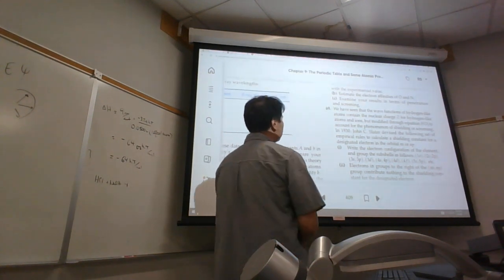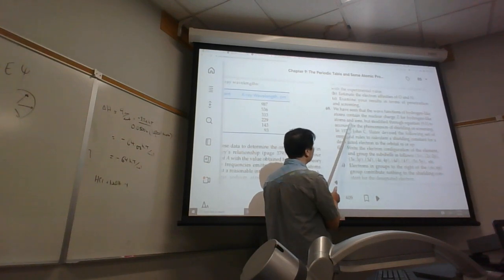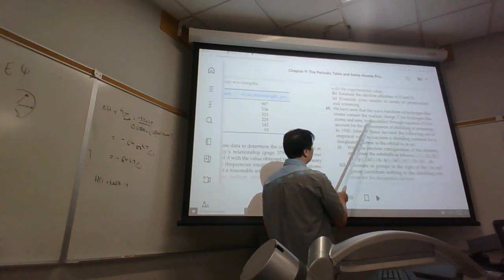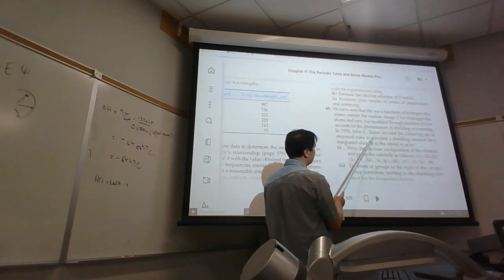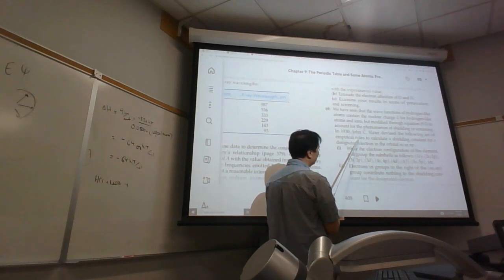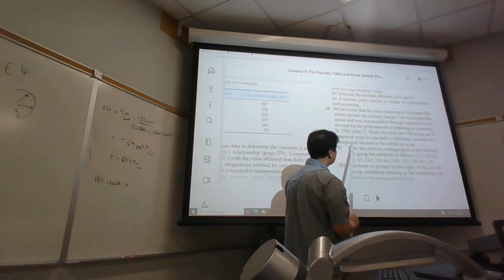All right, 69. We have seen that wave functions of hydrogen-like atoms contain nuclear charges Z for hydrogen-like atoms and ions. We modified through equation 9.3 to account for the phenomenon of shielding or screening. In 1930, John C. Slater devised the following set of empirical rules. Empirical means what? Observed. From observations to calculate shielding constant.